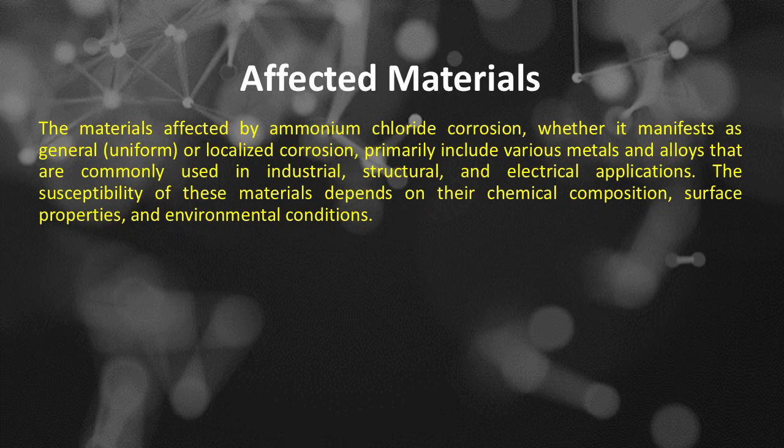The materials affected by ammonium chloride corrosion, whether it manifests as general, uniform, or localized corrosion, primarily include various metals and alloys that are commonly used in industrial, structural, and electrical applications. The susceptibility of these materials depends on their chemical composition, surface properties, and environmental conditions.